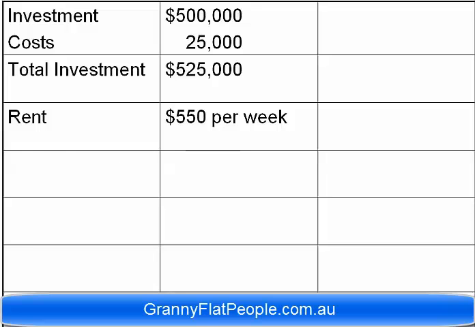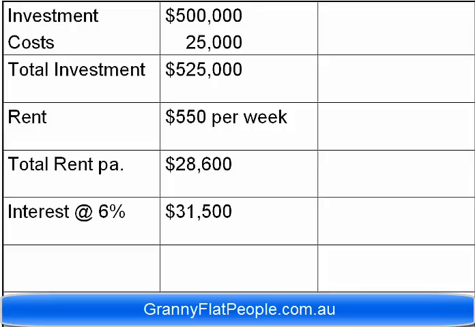Let's assume that rents are $550 per week. So over the course of a year, you're going to get total rent of $28,600. Now, if you've borrowed the whole amount of $525,000 and the interest rate is 6%, your interest is $31,500, which means in this example we're making a negative cash flow of $2,900. That's the difference between what you're paying in interest and what you're receiving in rent.